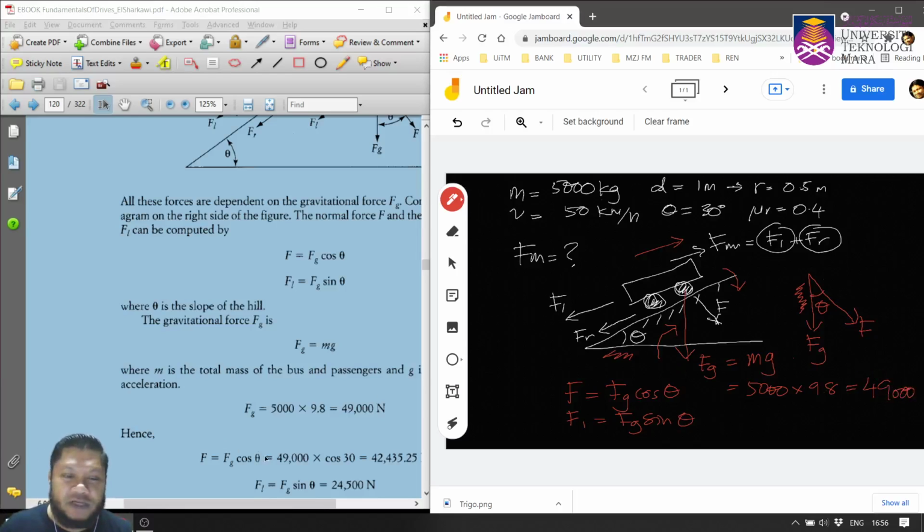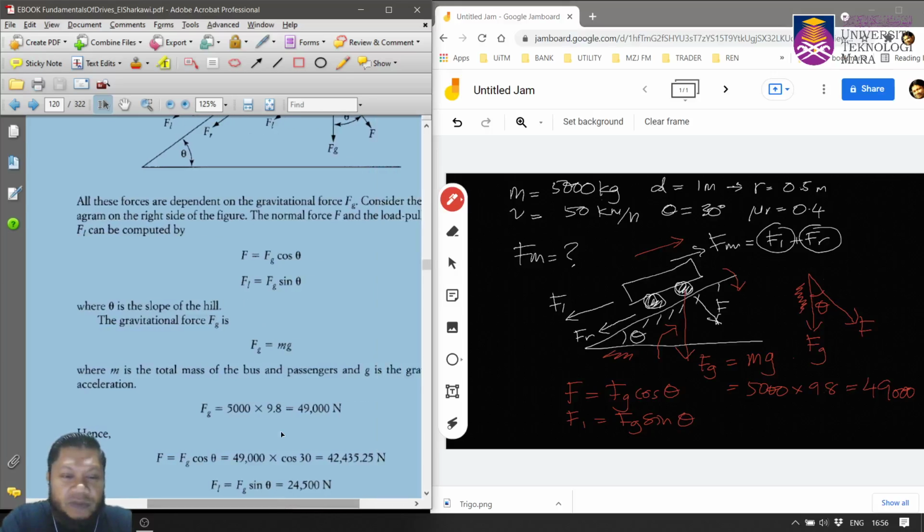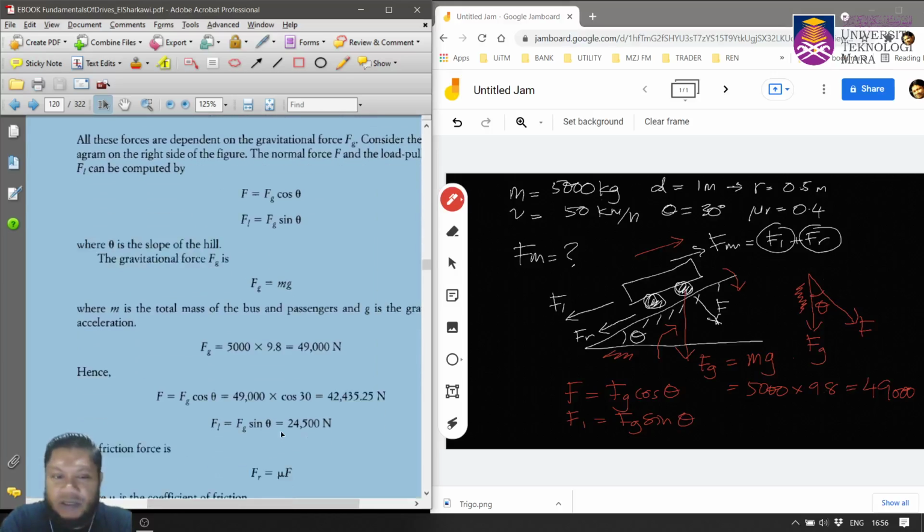Newtons, and therefore you can find the value of the normal force of the bus here by this equation, Fg cos theta, cos 30 degrees, so you get 42,045.25 Newtons. And then we have this Fl, which is the equation Fl equals Fg sine theta there.